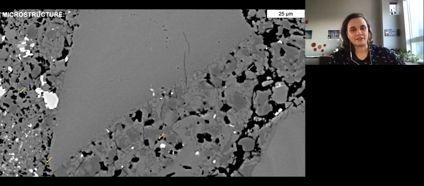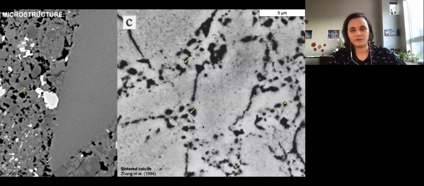For comparison, I have here an image from a different study. So I used a polyphase natural material, so there's some complexity in these materials that I was working on. But for comparison, this is sintered calcite produced using the same methodology, hot pressing experiments. And you see the same microstructures develop, these thin necks of crystalline material that are bridging the gaps between adjacent crystalline particles.